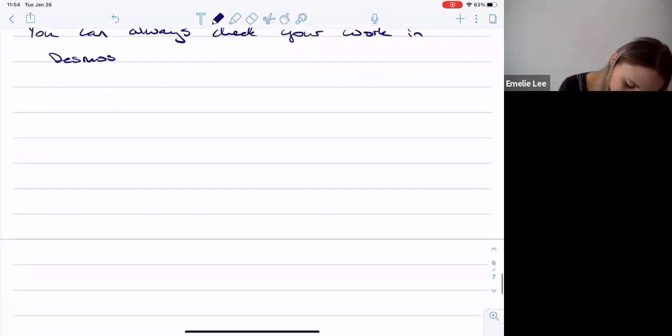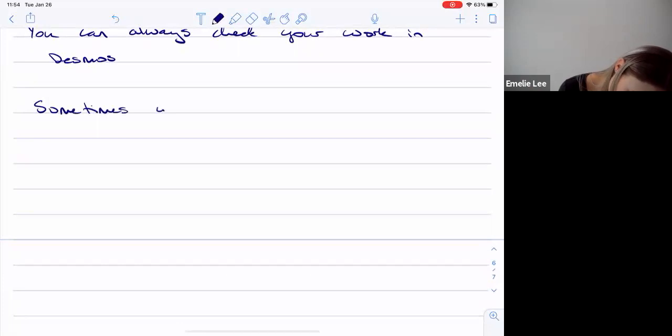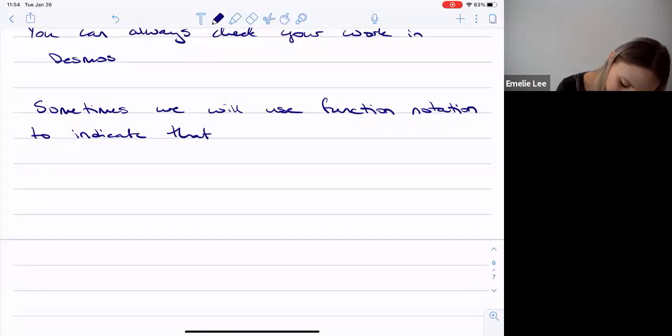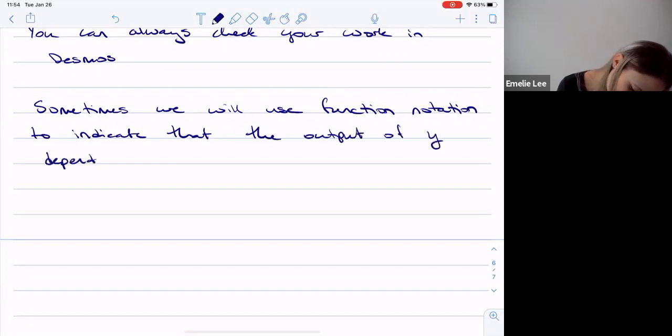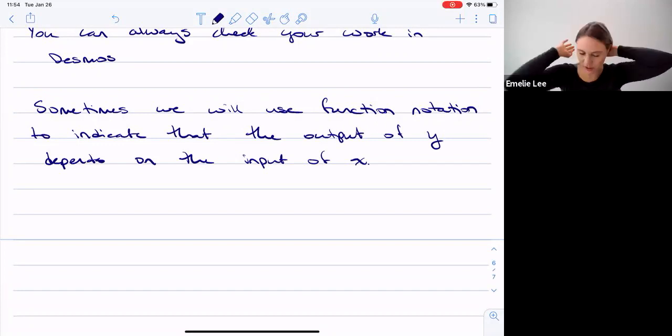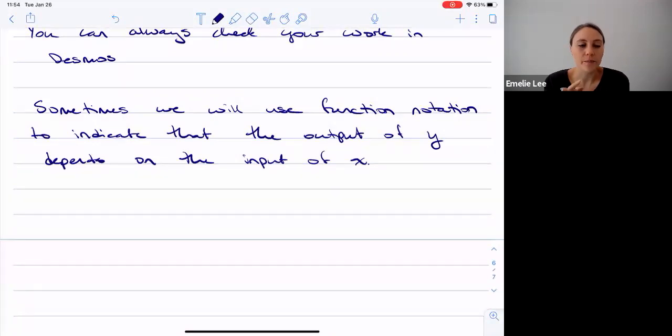And so sometimes we will use function notation to indicate that y depends on the input of x, that the output of y depends on the input of x. Okay. So we're just going to touch on this briefly, just as much as we need to, but there is more in the textbook if you want to brush up on functions.